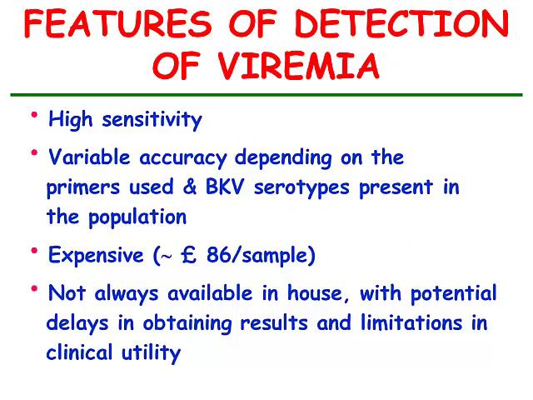What are the features of detection of viremia? There is no doubt that it has a high sensitivity, even though accuracy is variable depending on the primers used and BK virus serotypes present in the population. One single test will cost you about 86 pounds. It is not always available in-house, with potential delays obtaining results and limitations in clinical utility. Also in our hospital, we have this test available, but it always takes some days to have the answer.